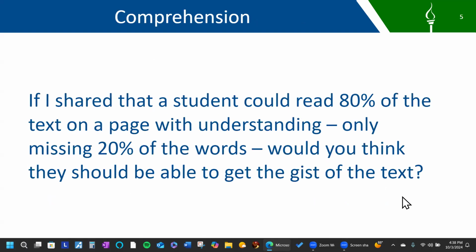Okay. So I have a question for you. If I were to tell you that a student in my class can read 80% of all of the text on the page with understanding and only missed 20% of the words, would you think they would be able to get the gist of the text that they read?